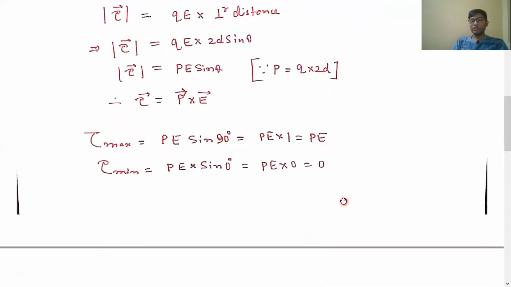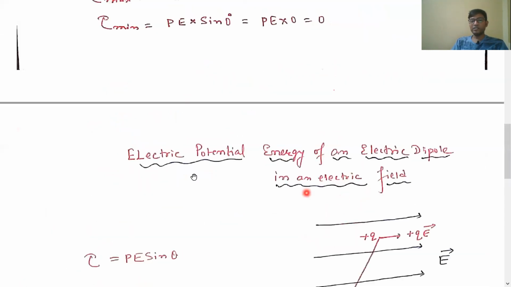Okay, coming to the next topic. Now the next topic is to find the electric potential energy of an electric dipole in an electric field. So the topic is electric potential energy, for the electric dipole when placed in an electric field.